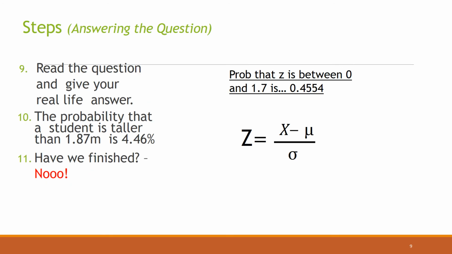Now read the question and give the real answer. What they ask is to estimate the percentage of values more than that. It means 0.0446 multiplied by 100. It is 4.46. So the probability that the student is taller than 1.87 in a normal distribution curve, which has a mean of 1.7 and standard deviation of 0.1, is 4.46%. Very simple. Is that all? Is there anything that we have to do again? No, we have not finished.